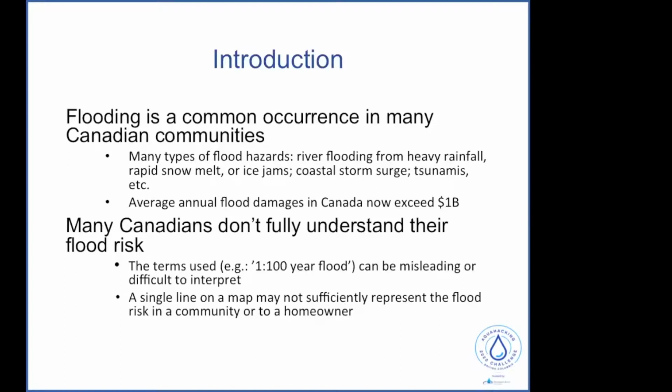For instance, the terms that are used can be misleading or difficult for many people to interpret, and one example of that is the 1 in a 100-year flood terminology. The other issue is that a single line on a map is a very difficult way to represent flood risk. It tends to imply that people are either in or out of a flood risk zone, and they either have or do not have flood risk. So one of the things we want to be taking a look at is a better way to communicate different zones of flood risk as well.